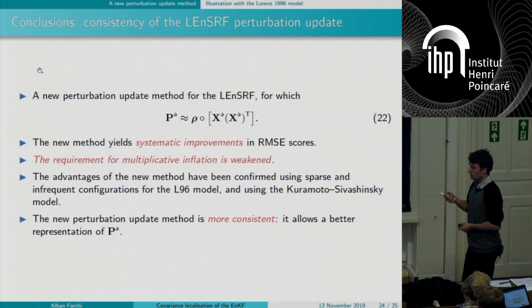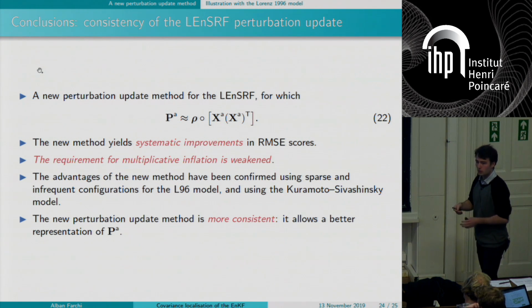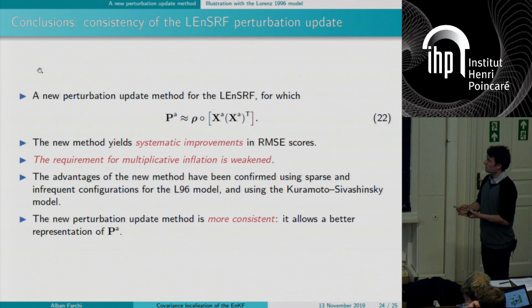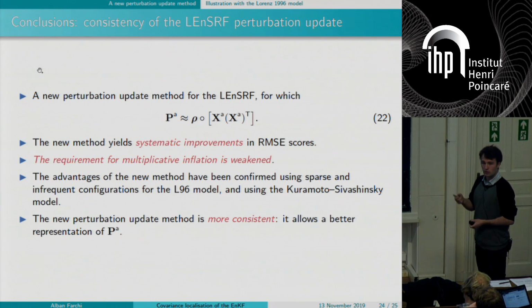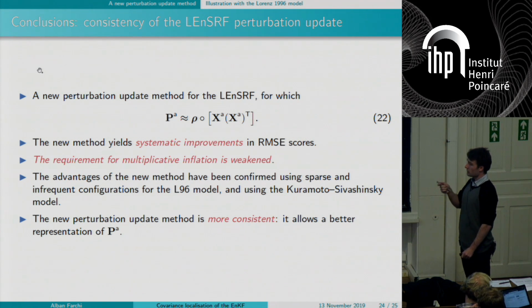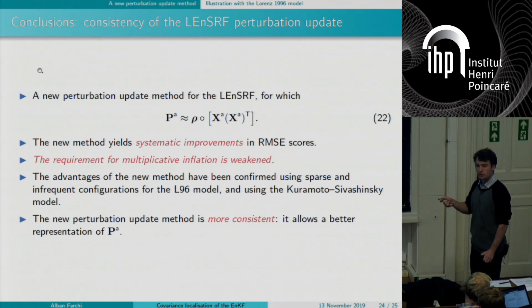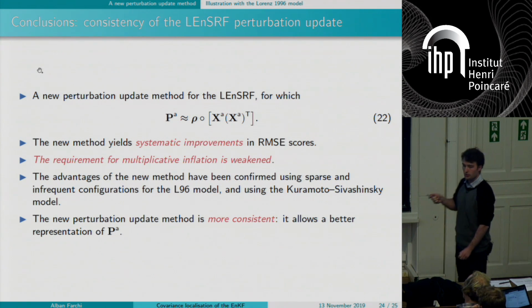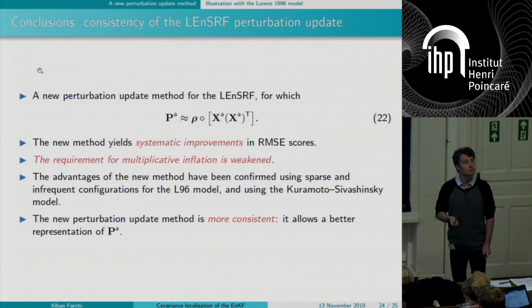These advantages of the new method have been confirmed using sparse and infrequent configuration for the Lorenz 96 model, as well as using the Kuramoto-Sivashinsky model. And finally, we concluded that the new perturbation update is indeed more consistent in the sense that it allows us to better represent the analysis error covariance matrix.